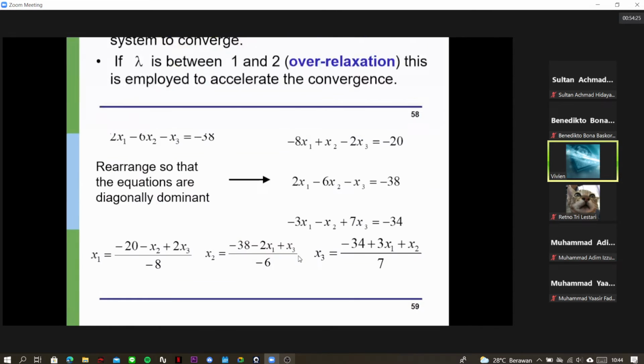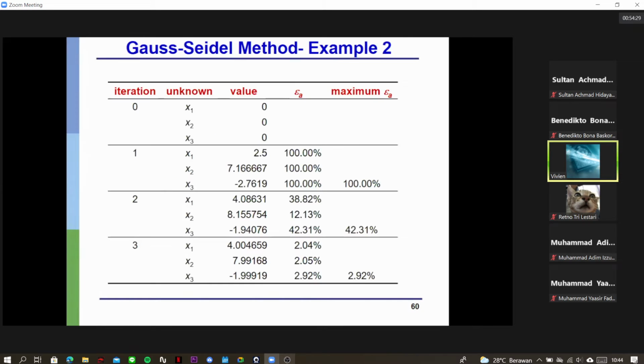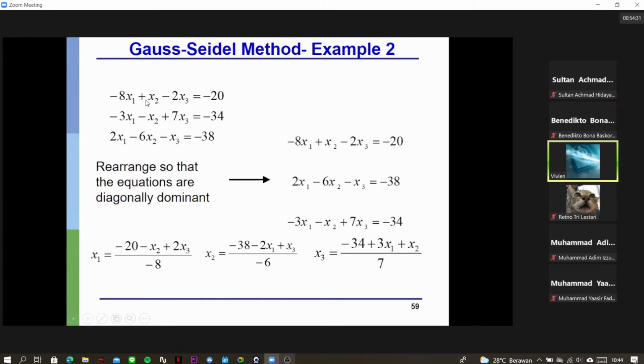Okay, so we will see the second example here, and we will see in this example that we apply the relaxation factor. So we have this case: we have 3 equations to find 3 unknowns, x1, x2, and x3.